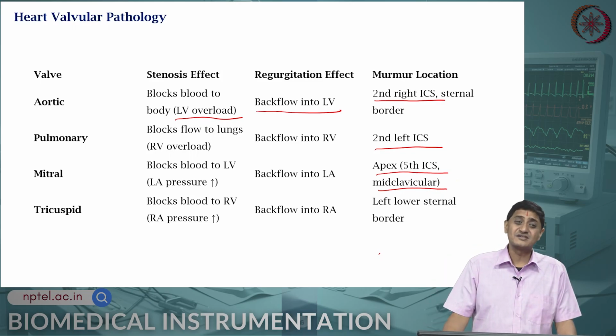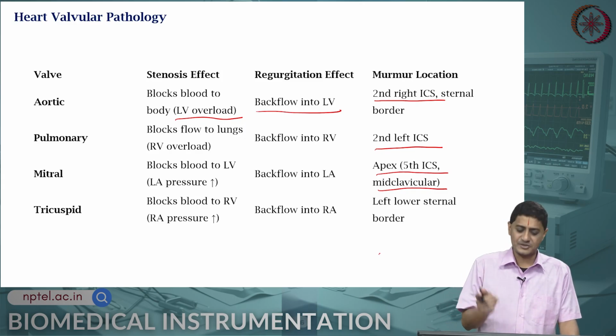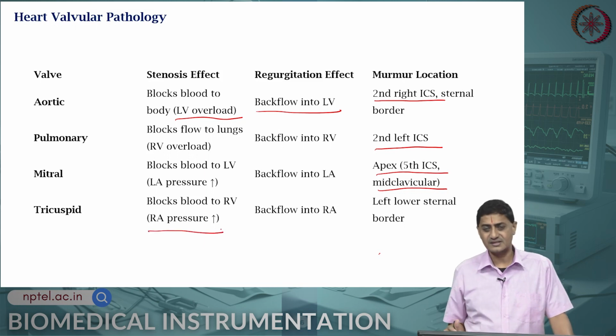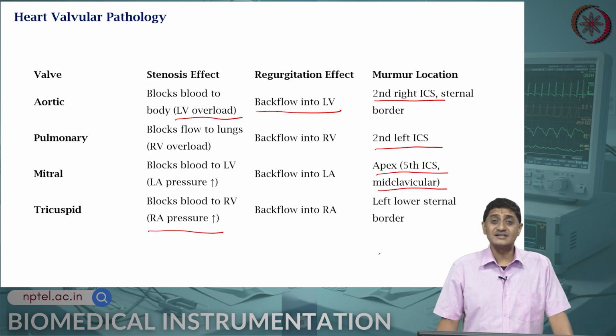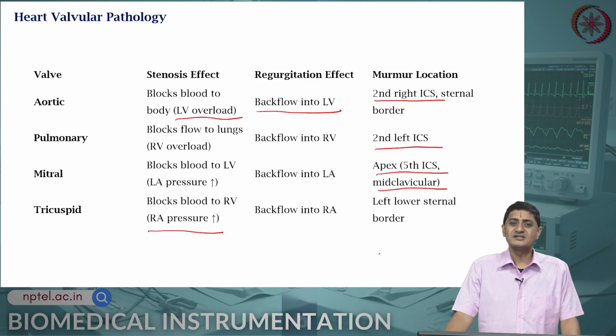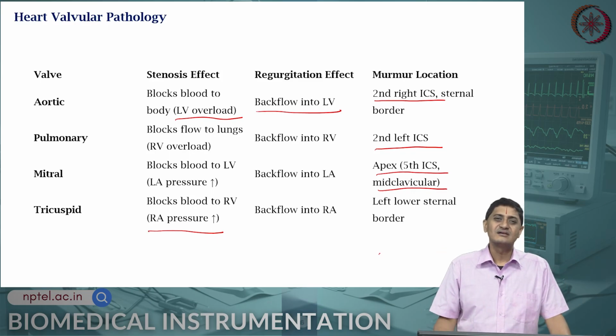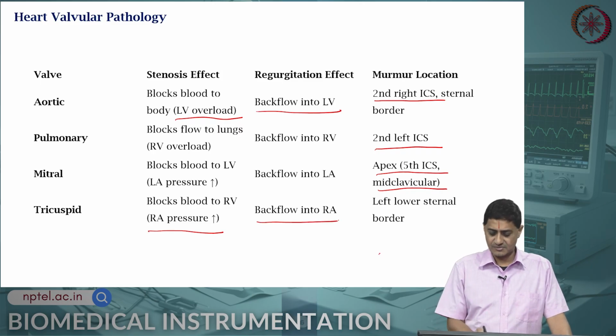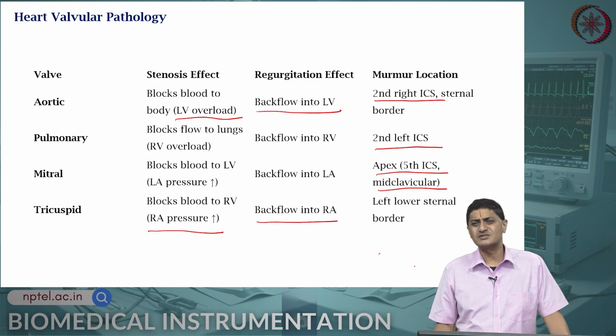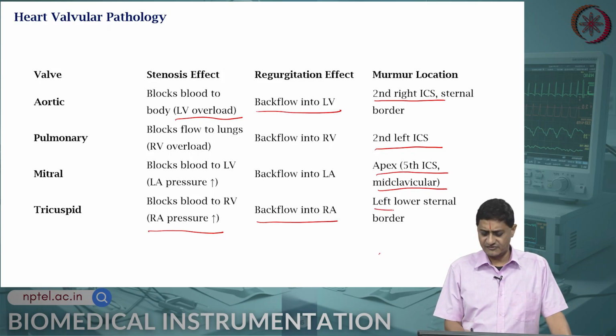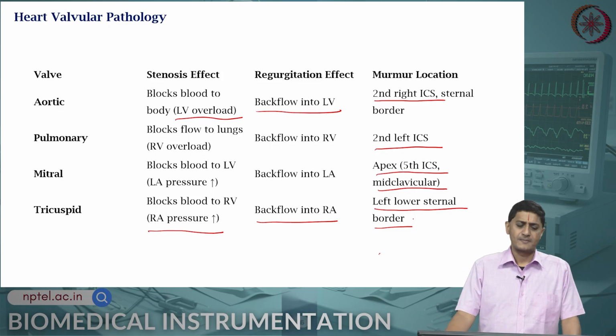When the tricuspid valve is stenosed, it essentially prevents the flow of blood completely into the right ventricle, leading to a situation in which the right atrial pressure keeps increasing. Right. And when the tricuspid valve is regurgitating, there is an amount of blood that flows back from the right ventricle into the right atrium, backflow into the right atrium, and this is characterized by murmurs that are heard in the left lower sternal border.